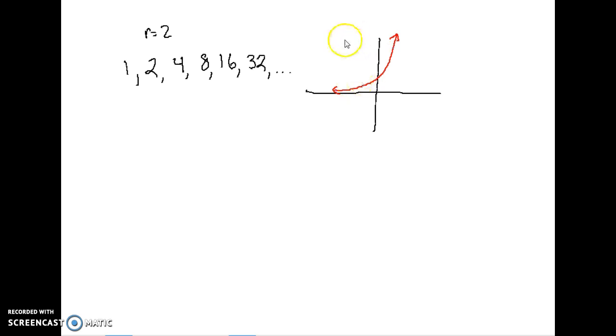Okay, so we're going to say that our R value has to be less than 1. So our actual R values are going to be less than 1. So what does that mean? Let's again take the number 1, and let's now make our R value a half. So half of 1 is a half, and then half of a half is a fourth, and then half of a fourth is an eighth, right?